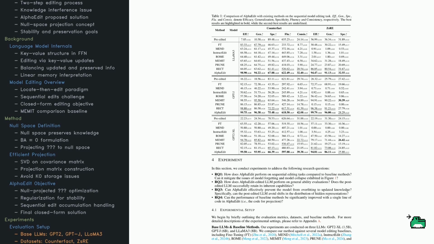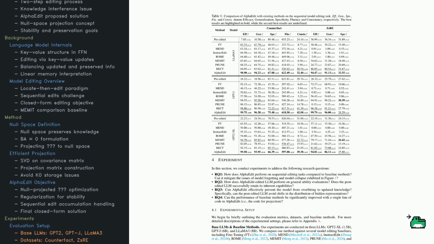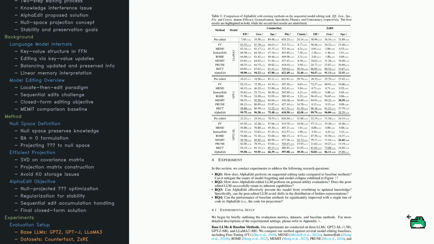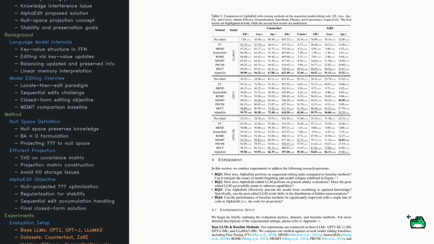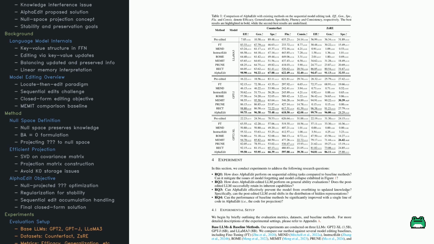5 metrics tell the full story. Effectiveness. Did the edit stick? Generalization. Does it apply broadly? Specificity. Is it precise? Fluency. Does the output sound natural? Consistency. Does old knowledge stay intact? AlphaEdit dominates. It's bolded nearly everywhere, especially in effectiveness, without sacrificing fluency or consistency.